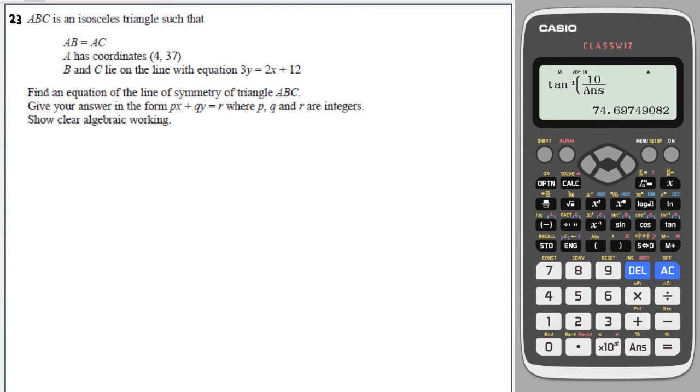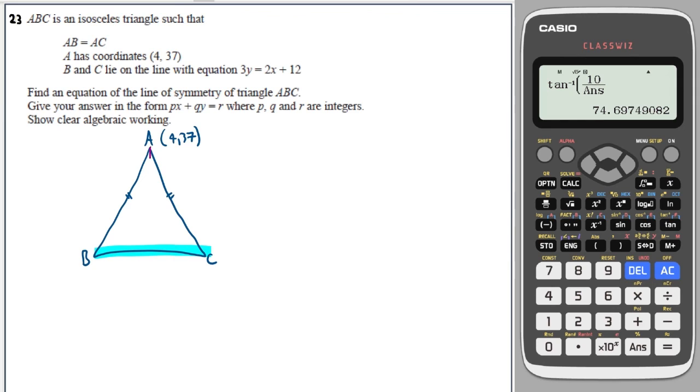Okay, we've got an isosceles triangle such that AB is equal to AC. So no harm in just drawing that out. So that means that A must be at the top. BC, so these two sides are the same. We know the coordinate of A. And we know the line BC. We're told that. It says find an equation of the line of symmetry.